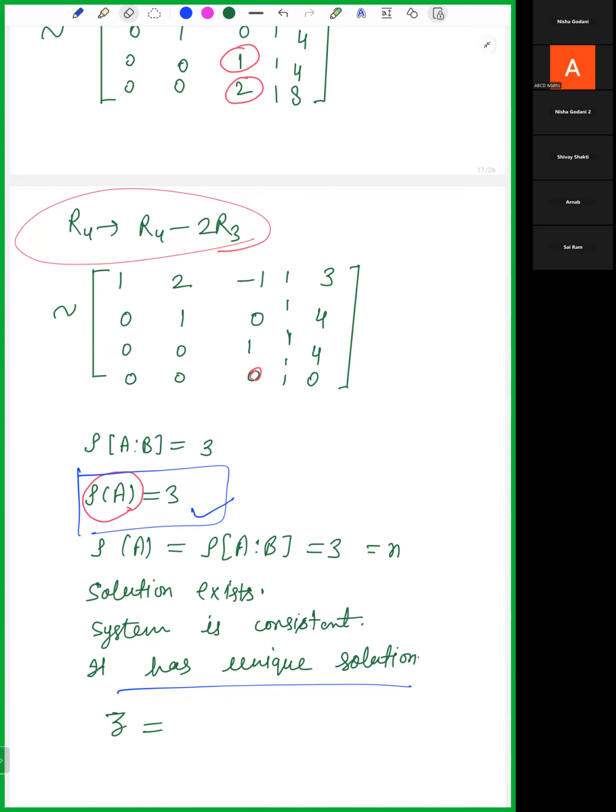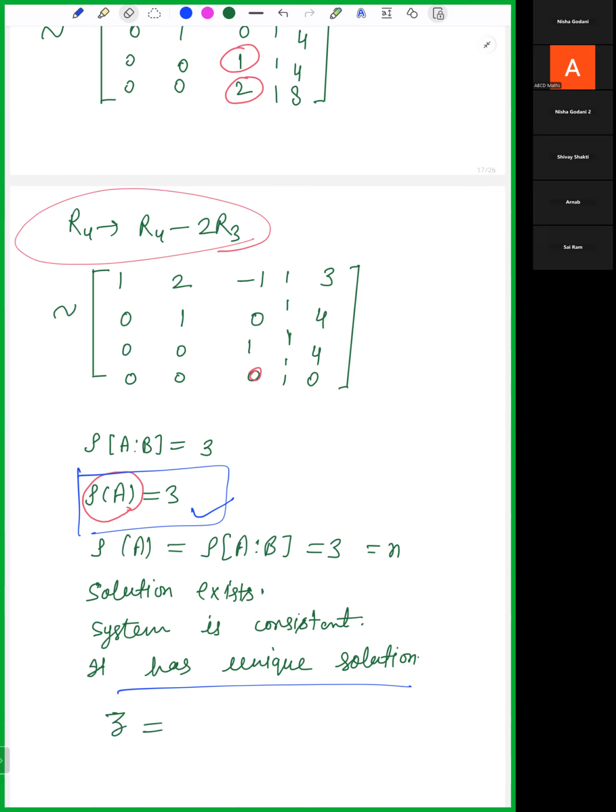My question is, I'm saying both matrix A and the augmented matrix have the same rank, and this rank is equal to n, meaning the number of unknowns. So this means that the system has a unique solution. So my question is, how to find that unique solution? Can you tell me about this? How will you find the values of x, y, and z?